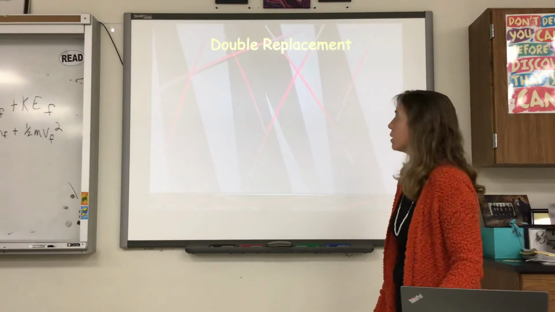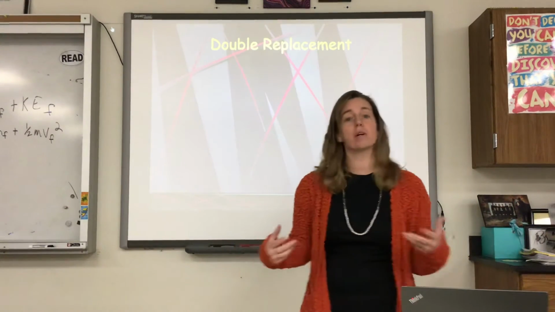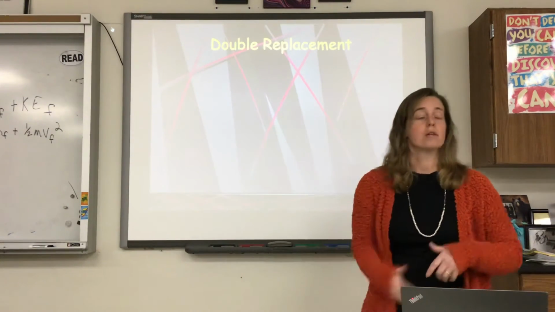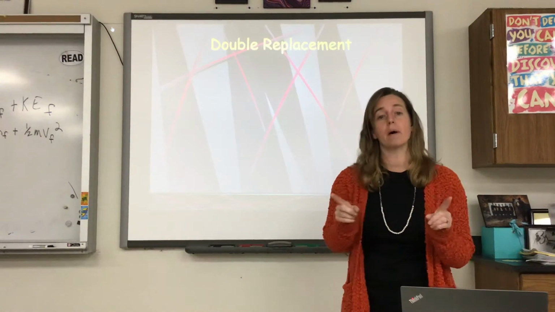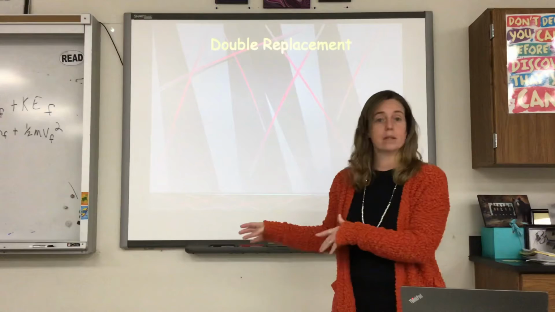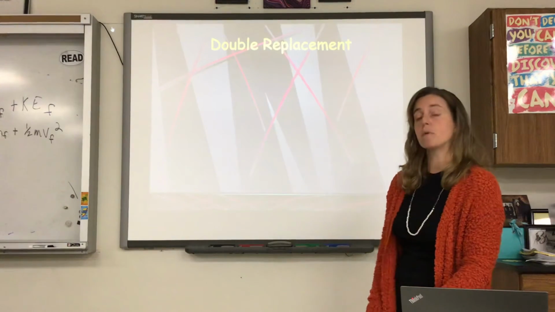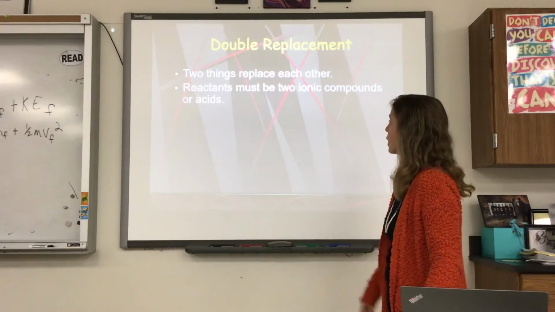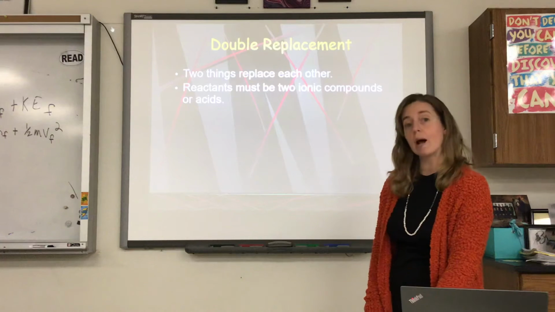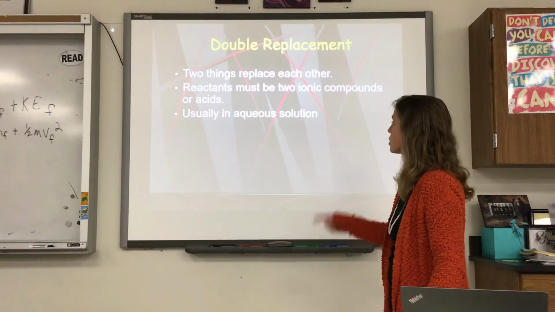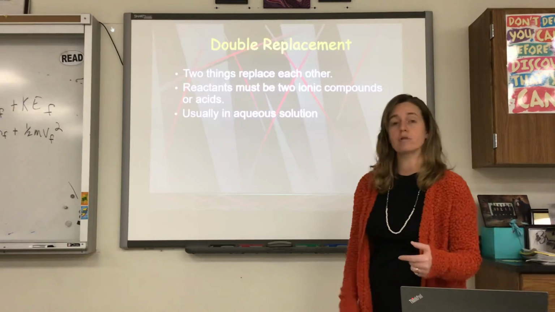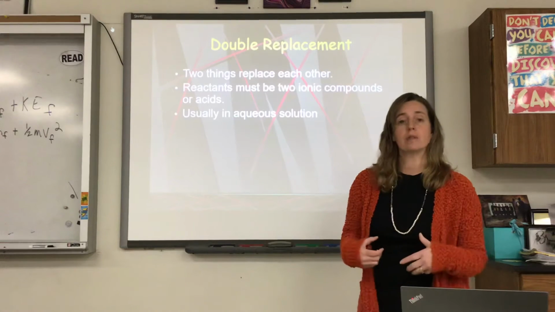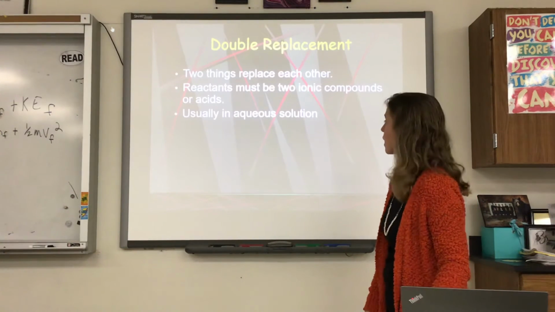Now, a double replacement is going to look very similar to a single replacement, except you have compound-compound equals compound-compound. So I always tell everybody the first element of each compound switches partners on the right side. From the left, they will switch partners and form new compounds on the right side. So two things replace each other. Reactants must be two ionic compounds or acids, usually in an aqueous solution, meaning dissolved in water. Most of these double displacement reactions must be in an aqueous solution, or already dissolved in water, in order for this to happen.